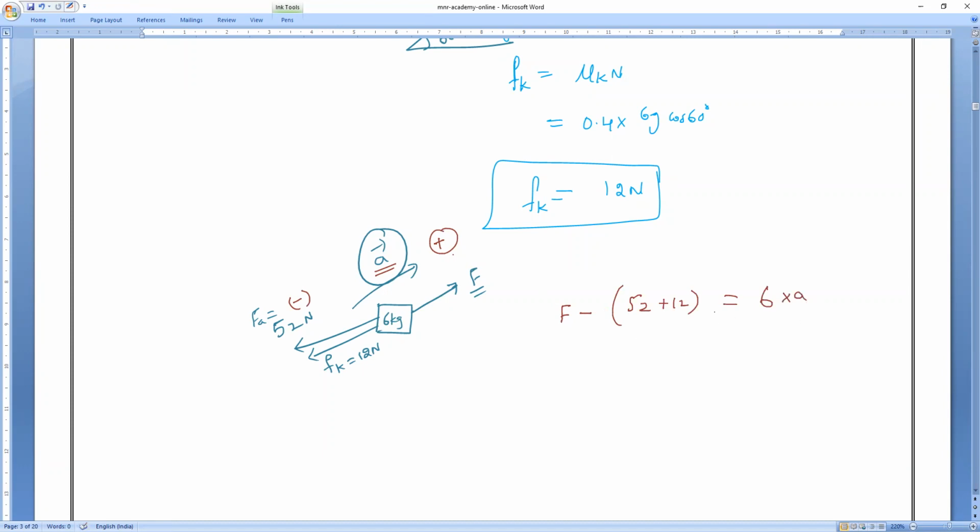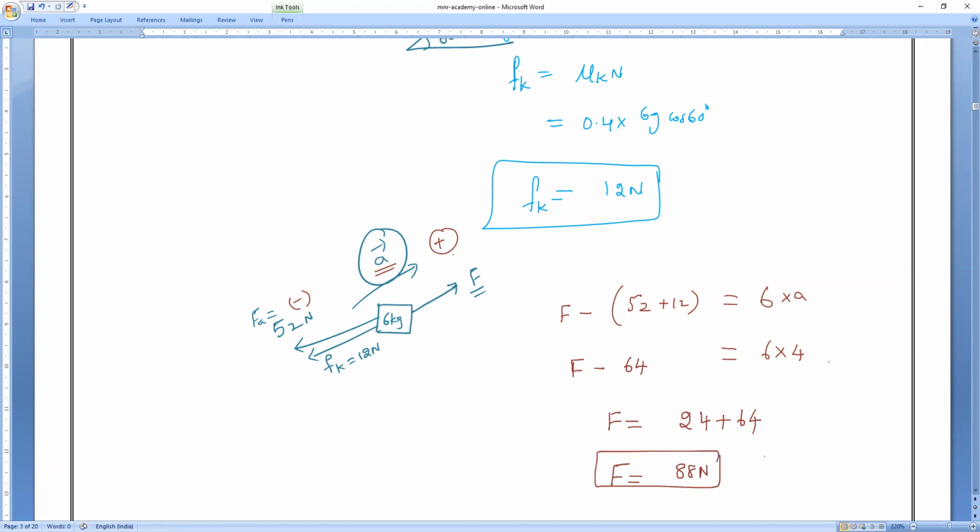Now, acceleration is given in the question. What is the value of acceleration? 4. Everybody clear? So F minus 64 equals 24. Now F is equal to 6 fours are 24, plus 64 comes to this side. So what is the F? 88 newtons.